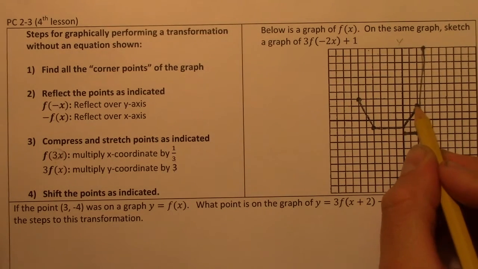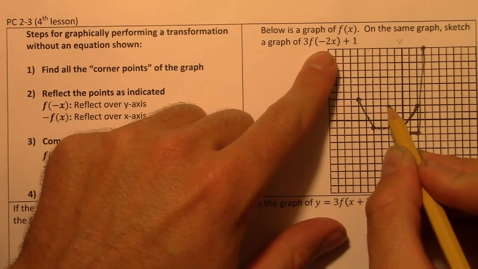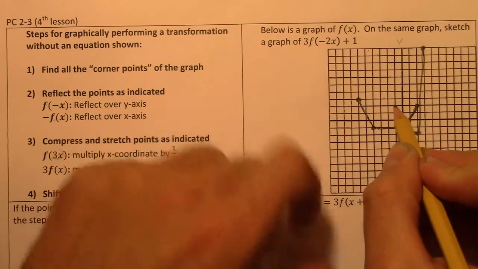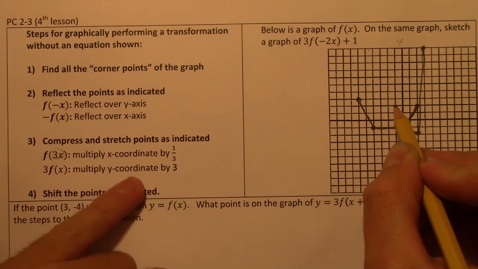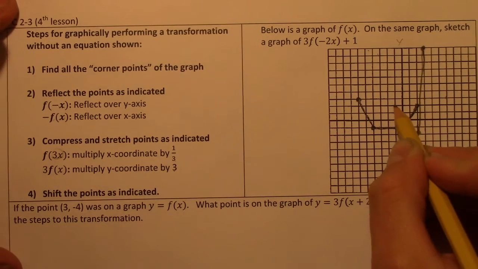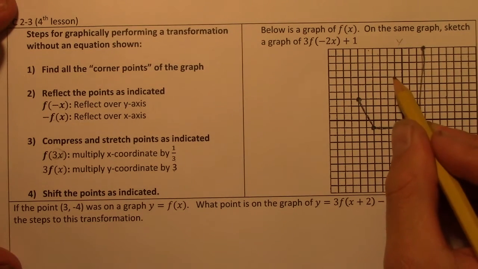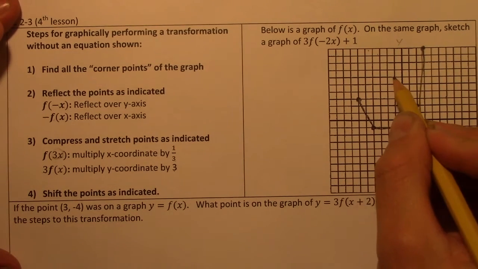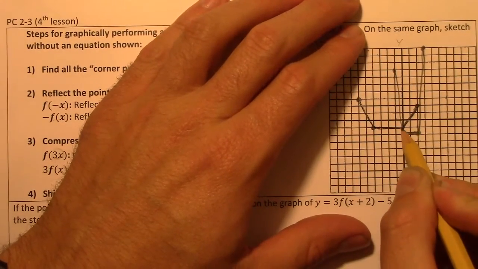First, I need to reflect it over the y-axis because it's a negative 2 there. So reflect over. Then I need to take half of the x-coordinate. Boom. Now I need to multiply the y-coordinate by 3. So I'm at 2 here. So now I need to be at what? 2 times 3 is 6. So 2, 3, 4, 5, 6. And then what did I need to do? Add 1 to it. There I go. Boom. So now this connects all the way down to here.